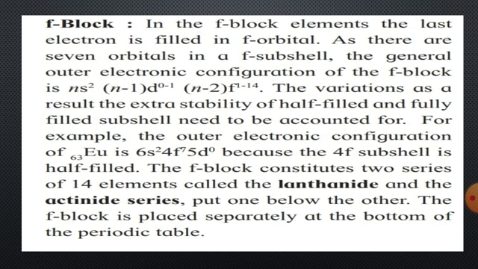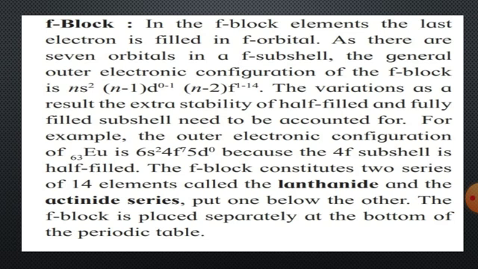Let's move forward towards the f block elements. In the f block elements, the last electron will enter which orbital? Obviously, it will enter the f orbital. And we know there are 7 orbitals in the f subshell. So how many electrons will these 7 orbitals accommodate? They will accommodate 14 electrons. 2 sevens are 14. So these 7 orbitals in an f subshell will accommodate 14 electrons.